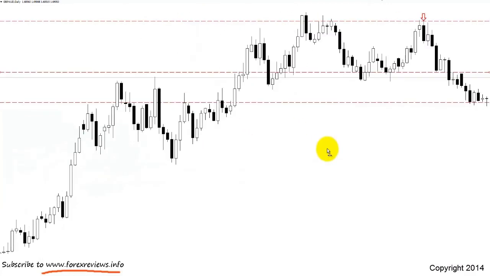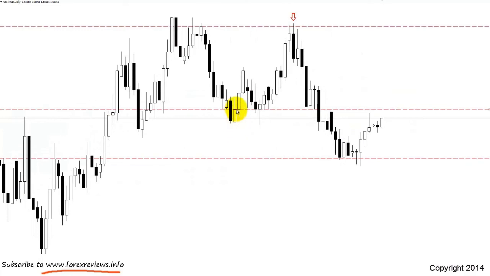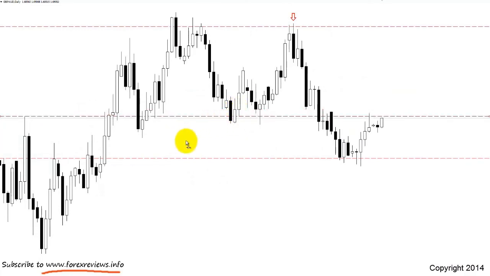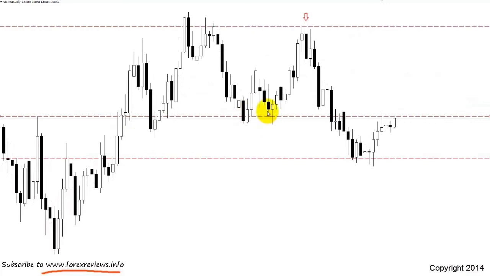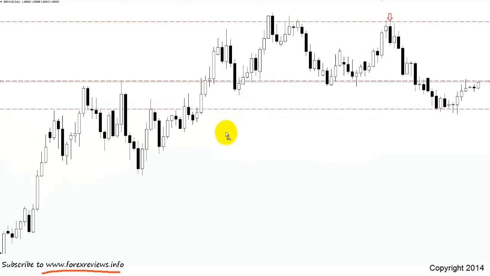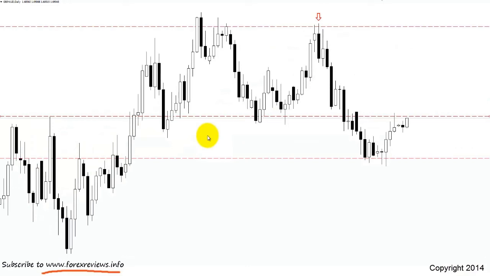Right. We also identified a support zone just here. Do we get any bullish engulfings? No, we didn't. So what do we do? Just stay out of the market. You just wait. Alright? Waiting for a signal.